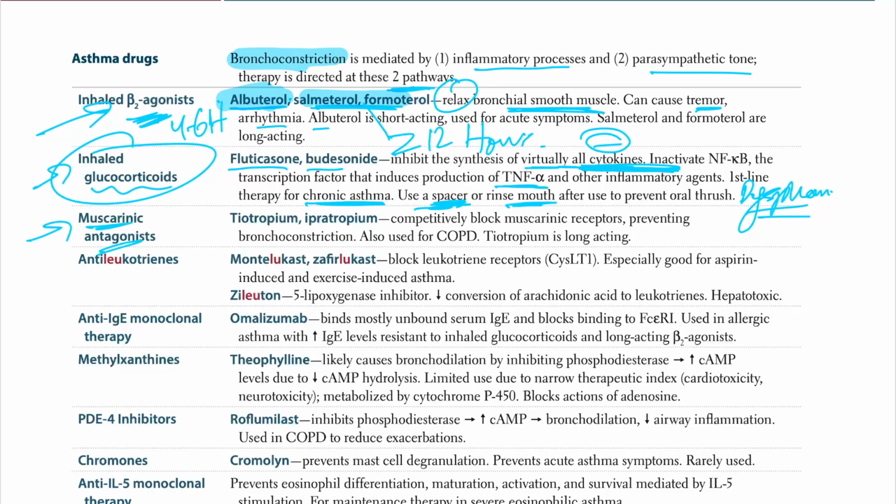Moving on with the muscarinic antagonists. Remember, the tone was high, so we want to block this out. To block it out, we have tiotropium and ipratropium. They competitively block the muscarinic receptors, preventing bronchoconstriction. Also used in COPD. Tiotropium is long-acting, right?